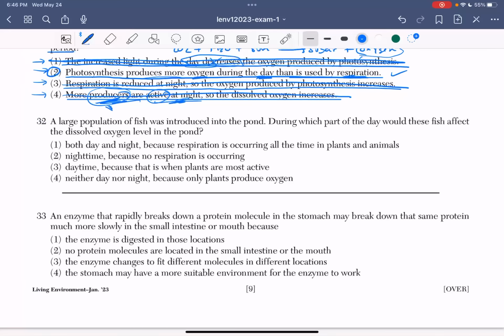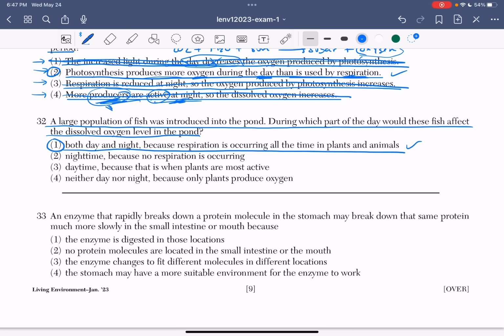Let's see number 32. Number 32 says, a large population of fish was introduced into the pond. During which part of the day would these fish affect the dissolved oxygen level in the pond? So let's see choice 1. Both day and night, because respiration is occurring all the time in plants and animals.